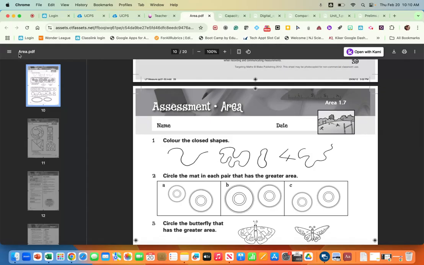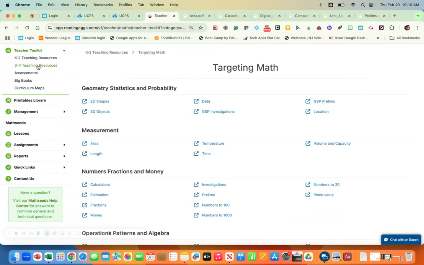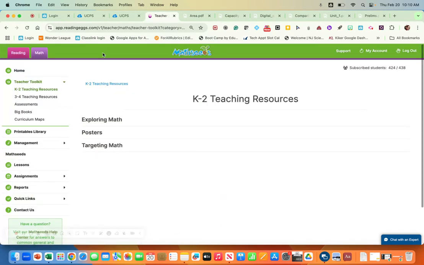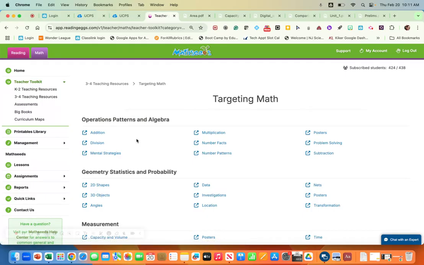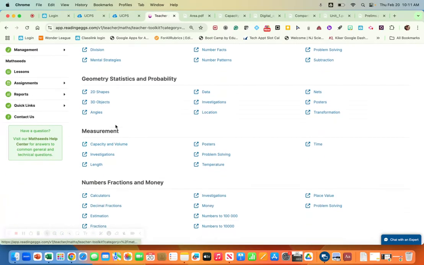So that is the targeting math feature of the K-2 teaching resources. So the same is within the 3-4 teaching resources, except the targeting math obviously is going to be domains and units and practice within the grade levels that are here, 3-4. Okay, so it's going to be a little bit more difficult for the students.